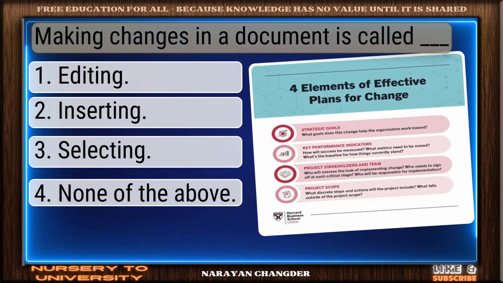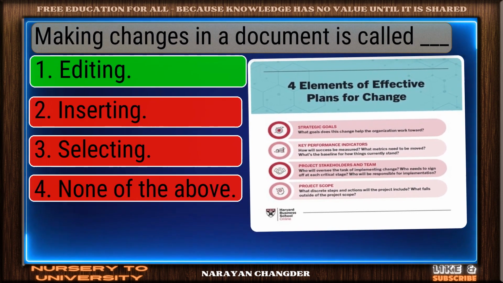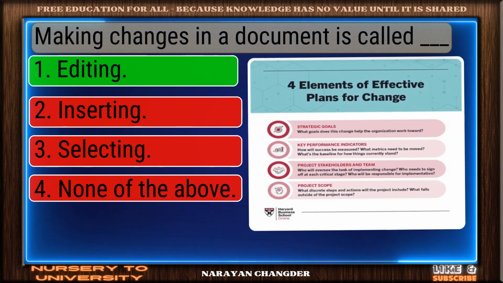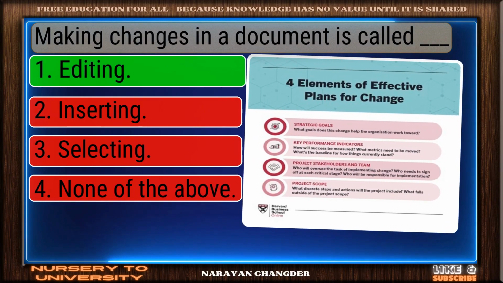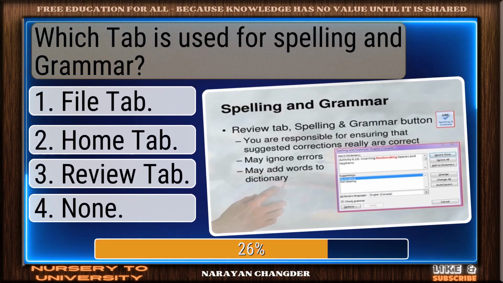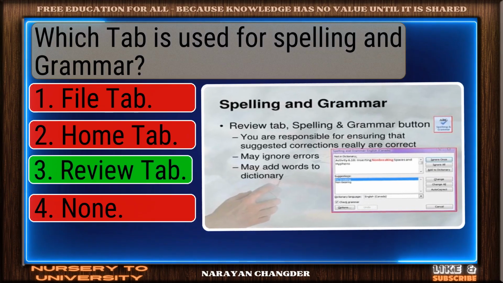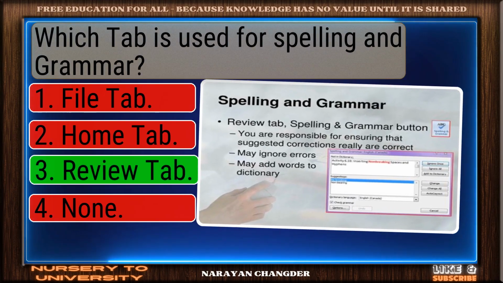Making changes in a document is called Dash. Correct response. Editing is the most accurate answer. Which tab is used for spelling and grammar? You got it. Your choice, Review tab, is right.